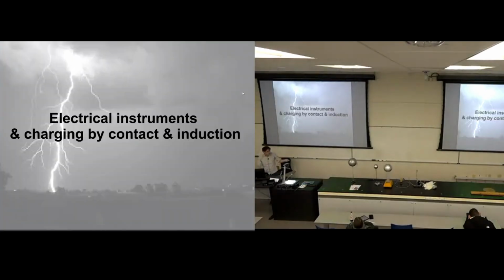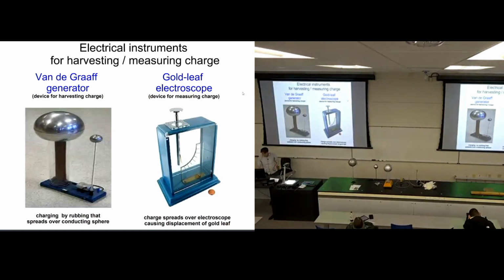I want to show you these instruments. On the left here, this is the Van de Graaff generator, which is a way of liberating or harvesting electrical charge. That's the way I think of it. And over here is what's called a gold leaf electroscope. It's a way of measuring, quantifying electrical charge.